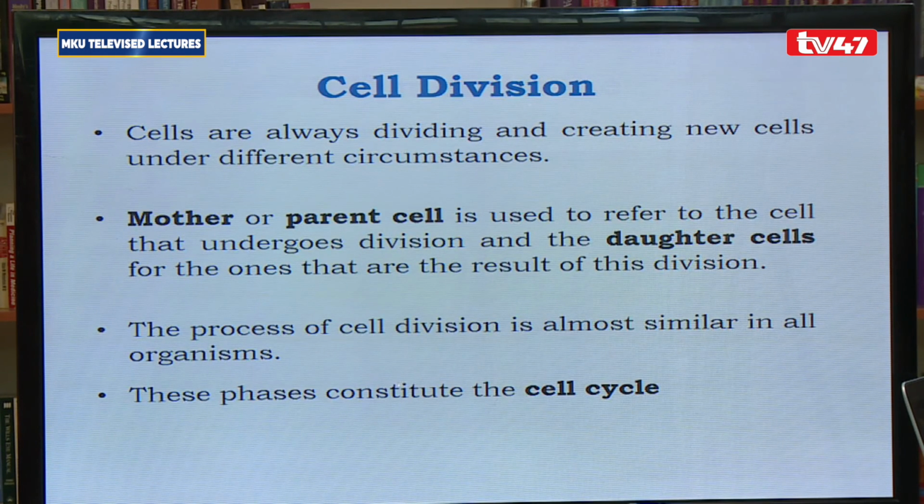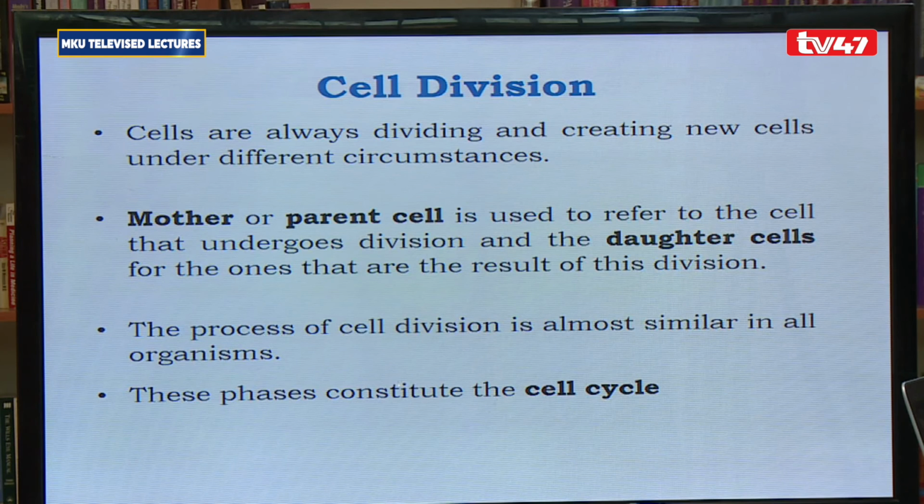And it is a continuous process, but we normally, as biologists, are able to break it down into various steps so that we can show what happens in the different steps. So it has phases, and these phases are what we call the cell cycle. Now we call it a cell cycle because cells are constantly dividing. So at one point, a cell would be found at one phase of the cycle.